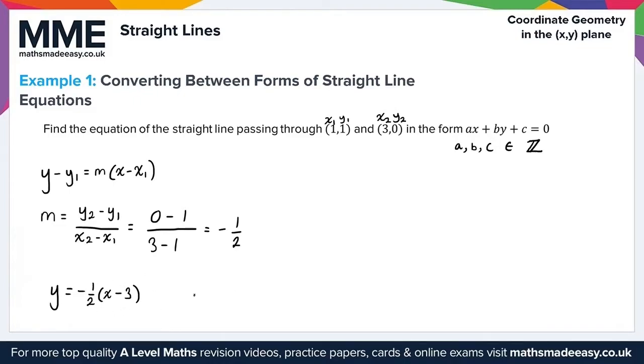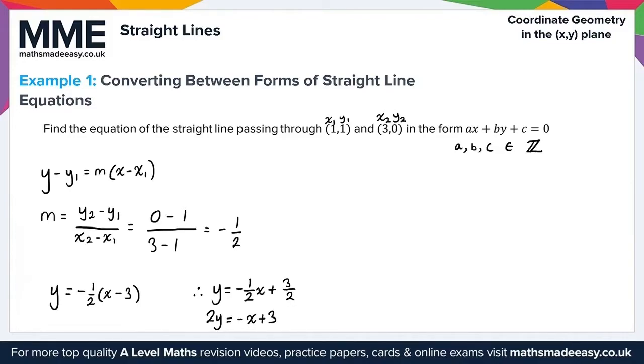So therefore, y is equal to minus a half x plus, because that's minus a half times minus 3, giving us plus 3 over 2. And then in this case we want the coefficients a, b and c to be integer values. So if we multiply through by 2, we're going to eliminate these fractions of minus a half and 3 over 2. Okay. So if we times through by 2, we obtain 2y is equal to minus x plus 3.